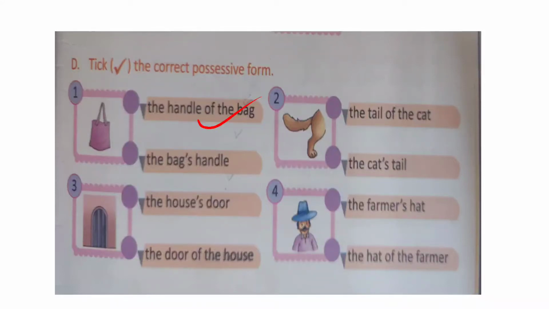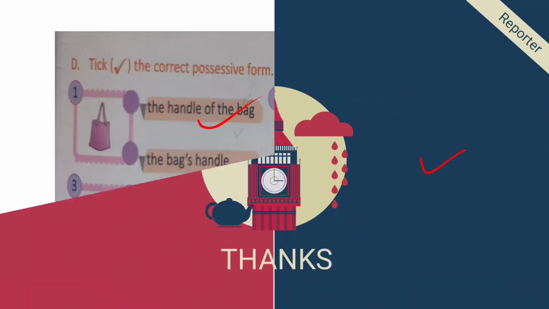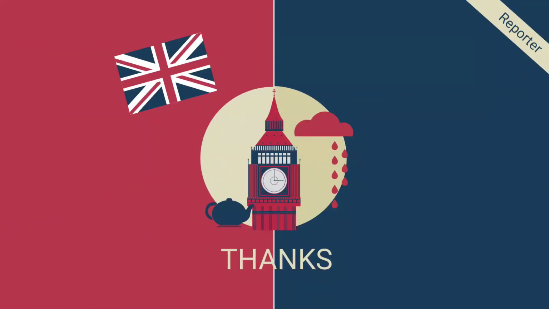Okay. In number 2, the tail of the cat. The cat's tail. Cat is an animal. It is a living thing. So to form the possessive case of living things, what will we use? Apostrophe S or apostrophe. And it is cat. Cat does not end in S. So what will be the answer? Cat's tail. So like this, number 3 and 4 you have to do in your homework. Okay. So that's all for today's class. Thank you and have a nice day.